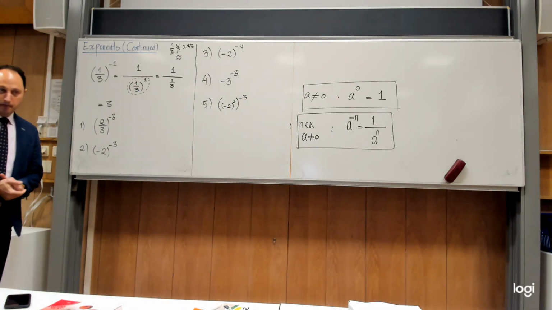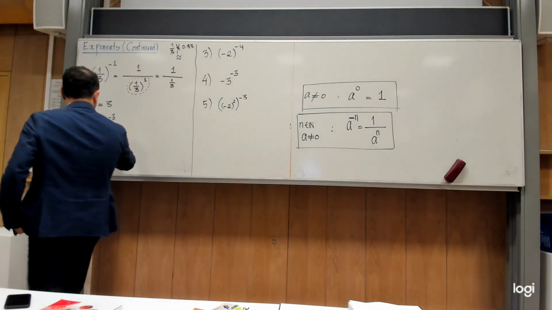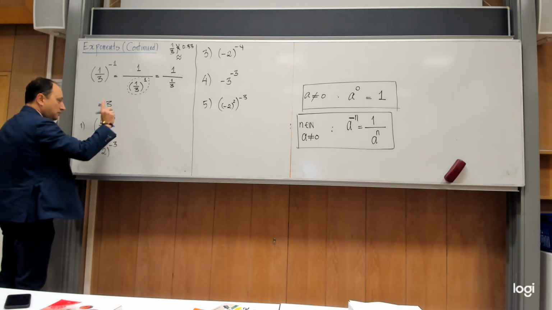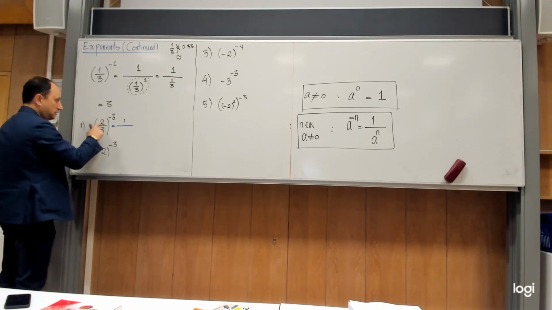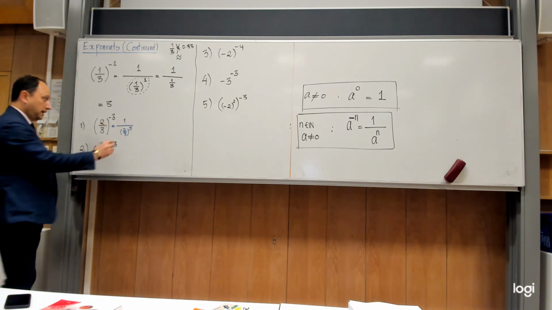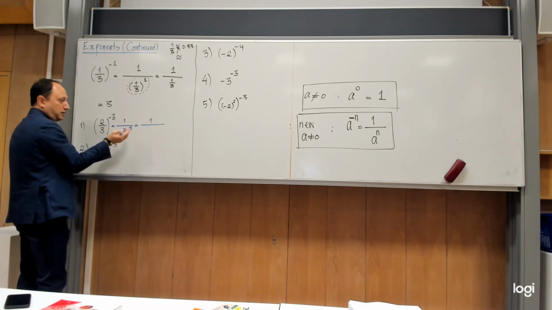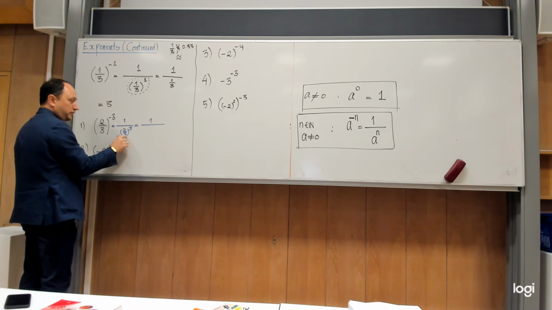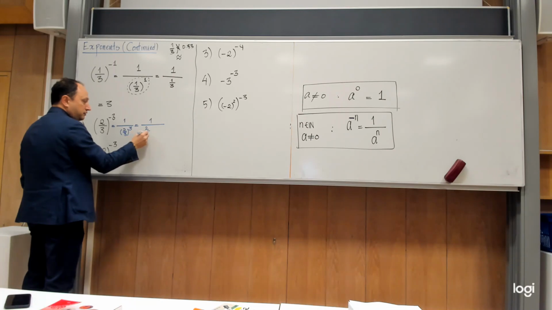Continue recording. Okay, so how should I calculate this? The first thing that comes to mind, I need to write 1 if I want to write all the details. 1 over 2/3 to the power of 3. And then I will copy and paste this one. I cannot do anything with that, but I can go further with this. Of course, we will study rules for this later, but for the time being, I have to follow only one rule, and that's the definition.